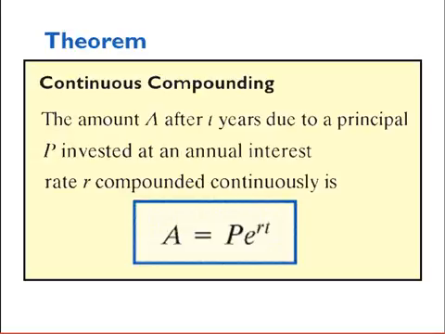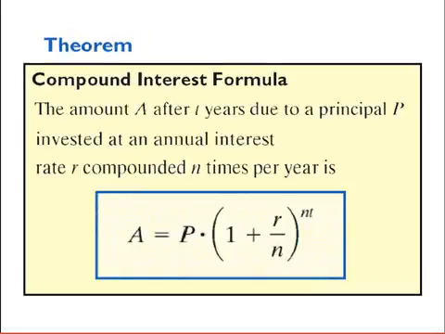And some students I've heard joke around and call this the PERT formula, right? So here we have P e to the rt. So if I'm compounding continuously, notice the n, number of compoundings per year, is totally missing in this formula. All we need is the principal, we need the rate, and the time. We don't have the n in our formula anymore.